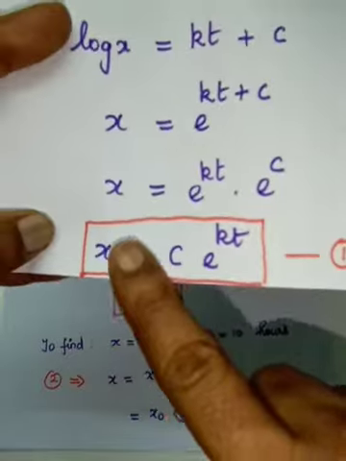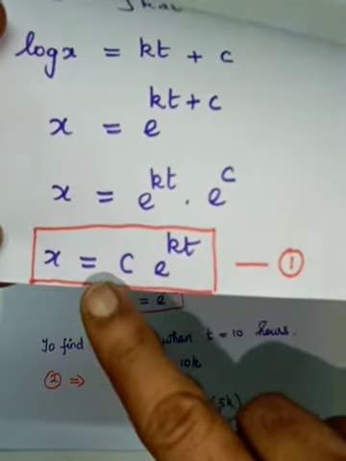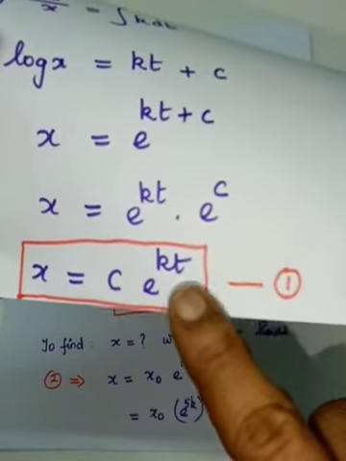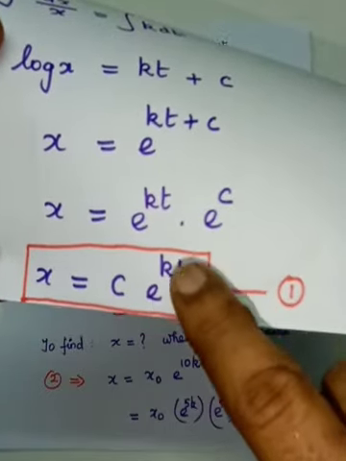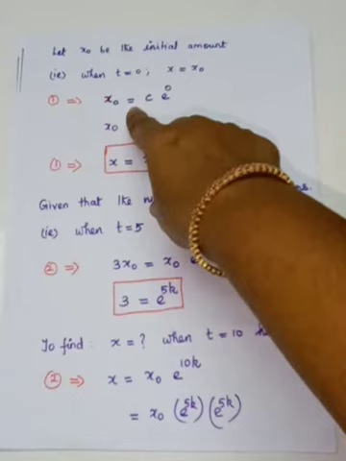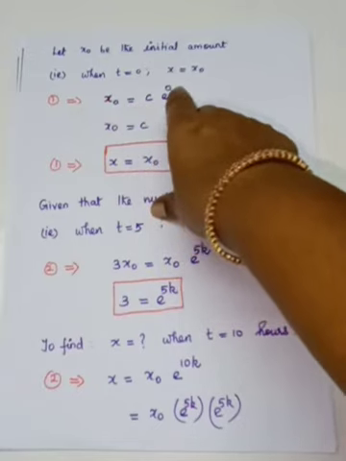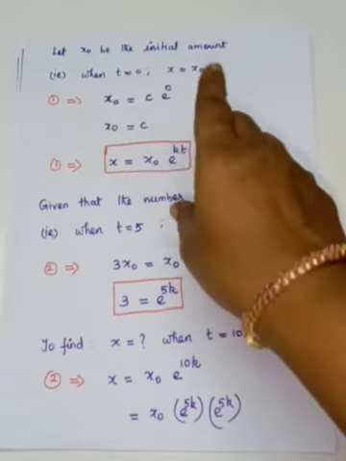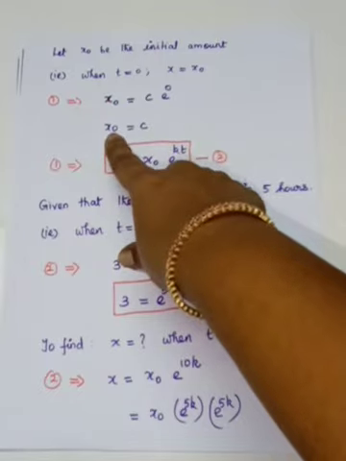So what is x? X is x naught, equal to c into e power k into t. What is t? T is 0. K into 0 is 0. So you are getting x naught is equal to c e power 0. You know that e power 0 is 1. So c is equal to x naught.